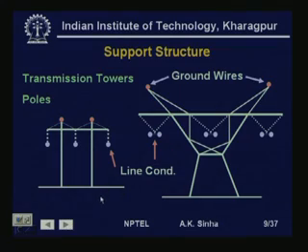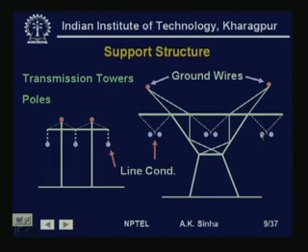Next, we talk about the support structure, which is normally transmission towers or poles. Now, here you can see that we use different kinds of structures depending on the voltage level. So, at lower voltage level we can use this kind of a structure. Also, we see that for this we are using a single conductor, whereas in this structure we are using two conductors for each phase. This kind of arrangement is called bundle conductors.